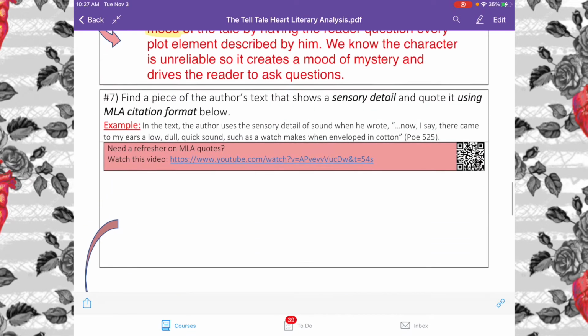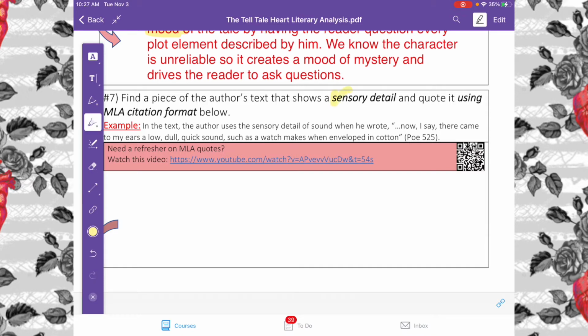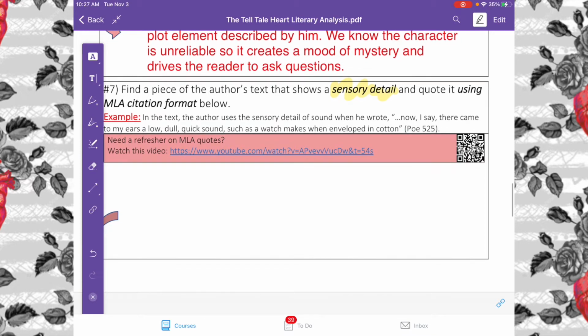All right. Next up, number 7, find a piece of the author's text that shows a sensory detail and quote it using MLA citation format below. So we know that sensory detail, sensory language, is how something looks, how it smells, how it tastes, how it feels, how it sounds, appeals to the 5 senses. So Poe definitely uses a lot of that within his writing. So I have an example right here.